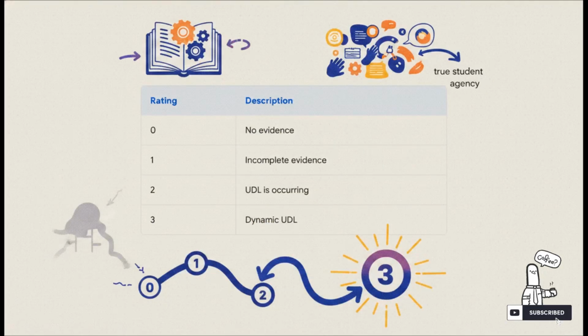This tool uses a simple 0 to 3 scale, and what's really fascinating here is the difference between a 2 and a 3. A level 2 means, hey, UDL is happening, but it's still heavily teacher-directed. Our ultimate goal, a level 3, shows true student agency. That's where learners are independently utilizing multiple strategies to customize their very own learning experience. It's totally dynamic and interactive.